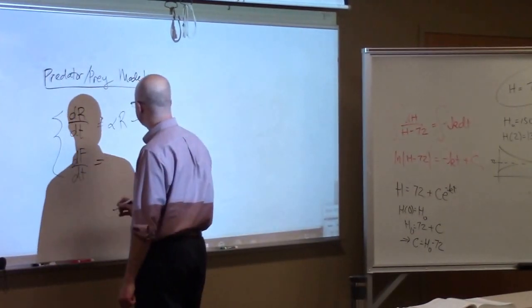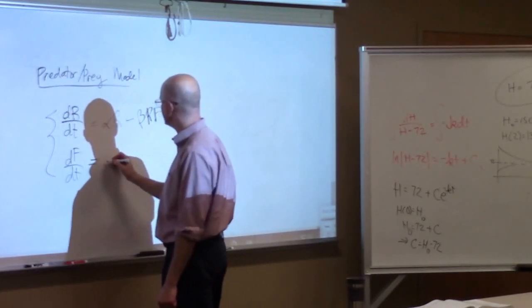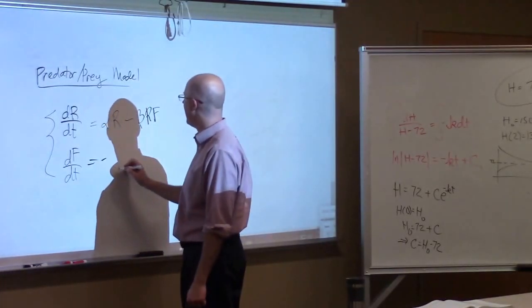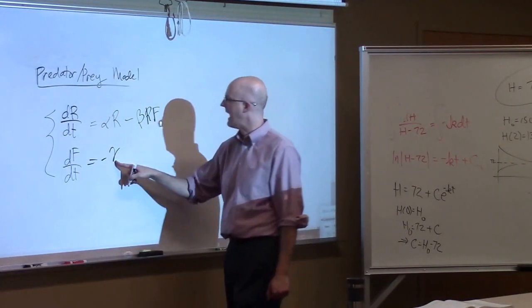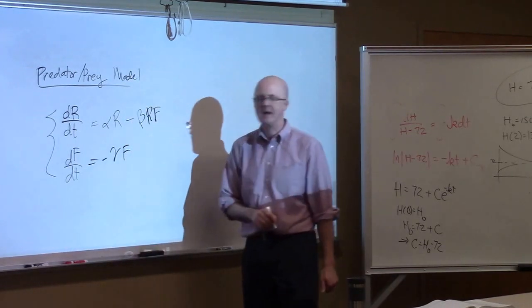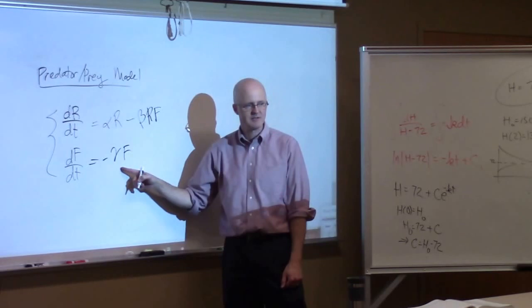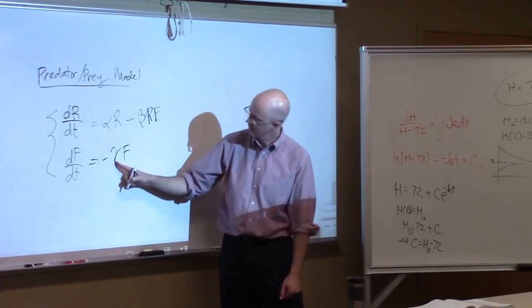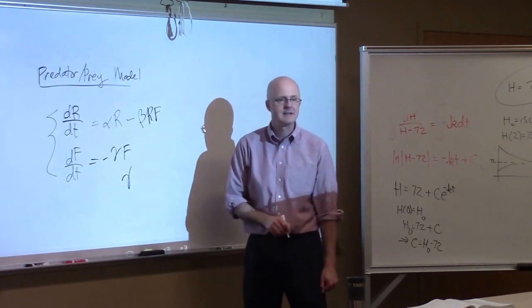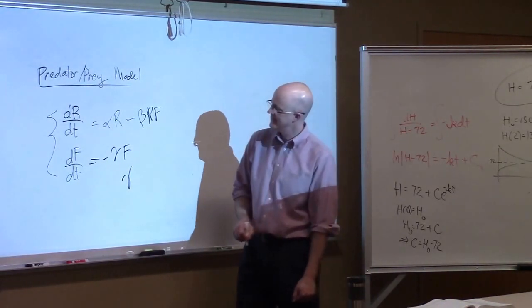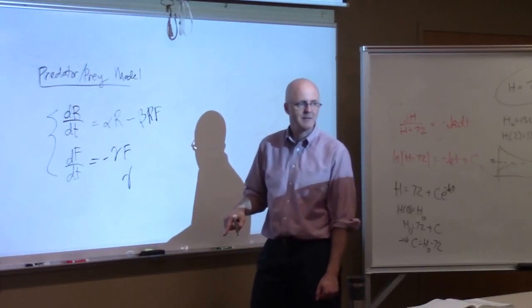And for the foxes, it might be some other kind of differential equation. In the absence of rabbits, they die off. Some constant negative gamma times f means the fox population dies off. That's a gamma there. It's not a weird looking 2. It's more typically written like that. It's a gamma is what it's called. So the foxes die off when there's no rabbits to eat.